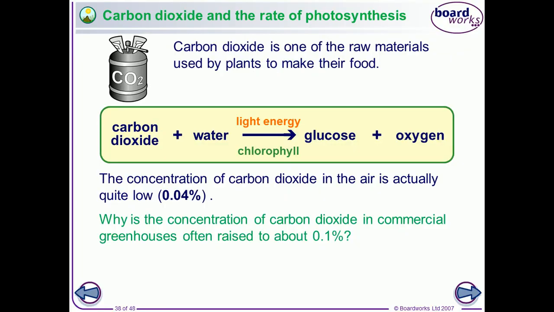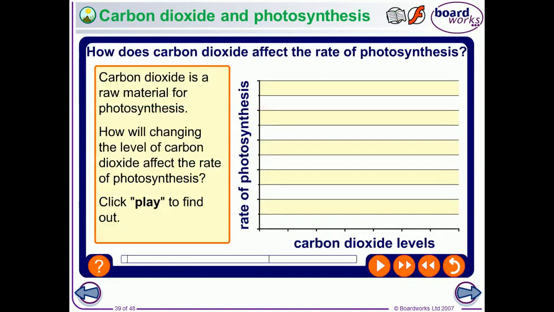The concentration of carbon dioxide in the air is approximately 0.04%. So why do commercial greenhouses have a higher concentration of carbon dioxide?